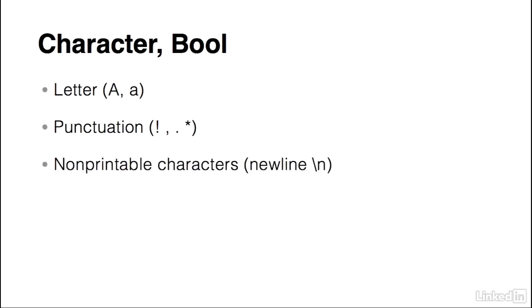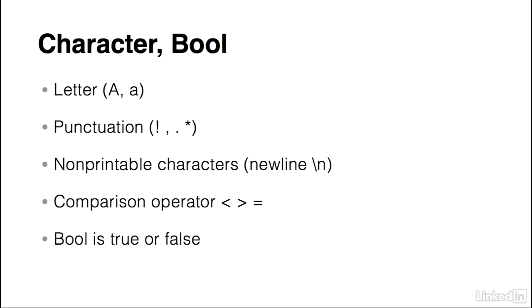The last 2, character and bool. Character might represent a letter, like a capital A or a little a. It might represent a punctuation symbol, such as the new line symbol, which is a \n, which can be used to force the computer to go to the next line. Comparison operators are also characters: less than, greater than, equal signs. And Boolean variables are either true or false.